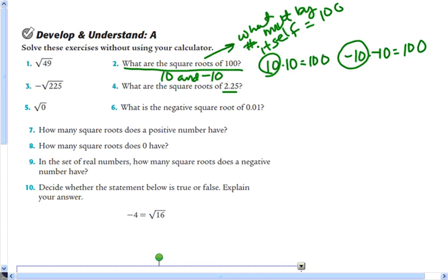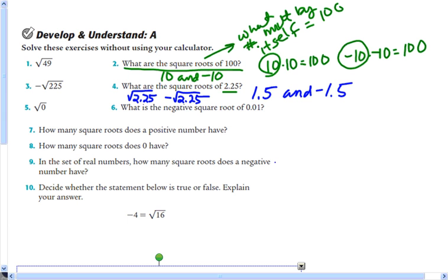So what are the square roots of 2.25? 1.5 and negative 1.5. And we can represent those this way. Here's the positive square root of 2.25, and here's the negative square root of 2.25. We can do that in class. All right.